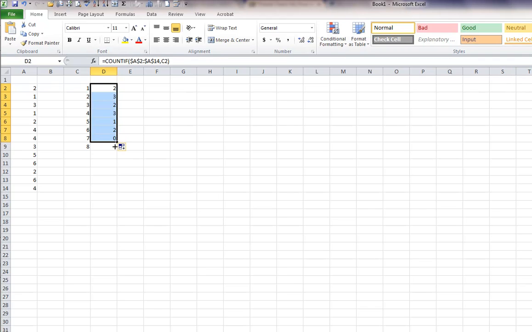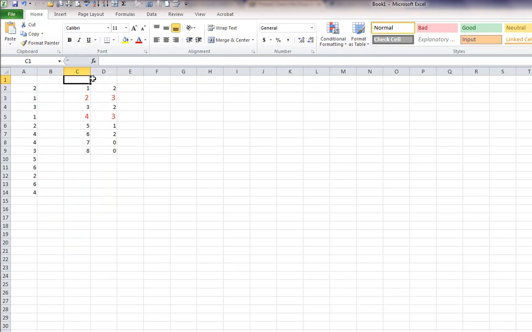and you can see that there are 3 2s and there are 3 4s. And so I know that there are two modes. The modes are 2 and 4. Okay, so these are the data values and these are the counts.